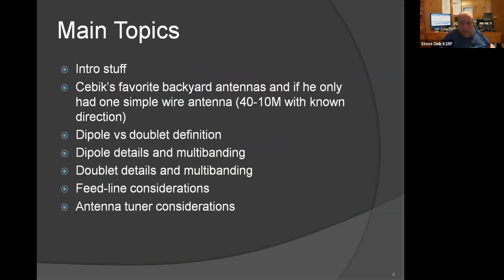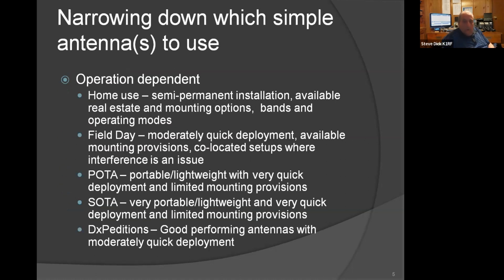Okay, the main topics I'm going to talk about are some introductory stuff, Cebik's favorite backyard antennas, including if he only had one simple wire antenna, which is a 40 to 10 meter with known directionality. Then some definitions, some details about dipoles and multibanding of dipoles and doublets and multibanding of doublets, some feedline considerations and some antenna tuner considerations. First subject is, how do you narrow down which simple antenna to use?